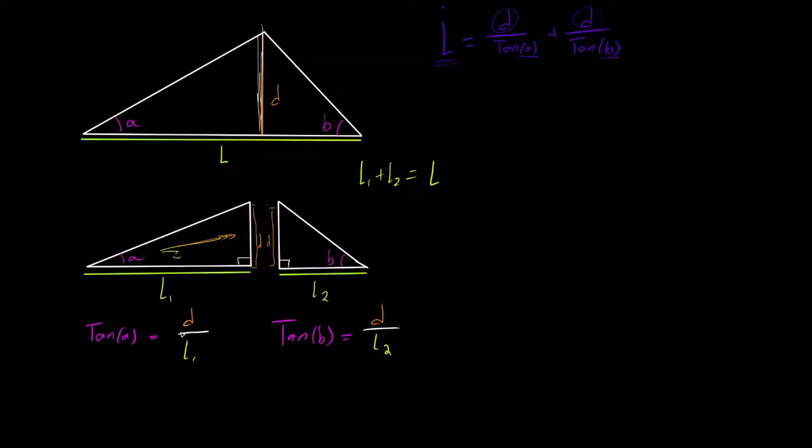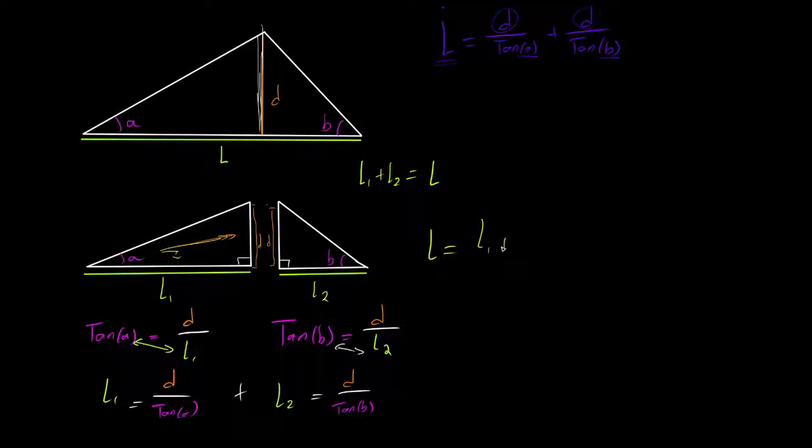So now all we have to do is solve for L1 and L2 respectively. We can just swap these two, so we get L1 is equal to D over tan A. And we can also swap these two, so we get L2 is equal to D over tan B. And now, if we remember here, L1 plus L2 equals L. So all we have to do is just add these two up.